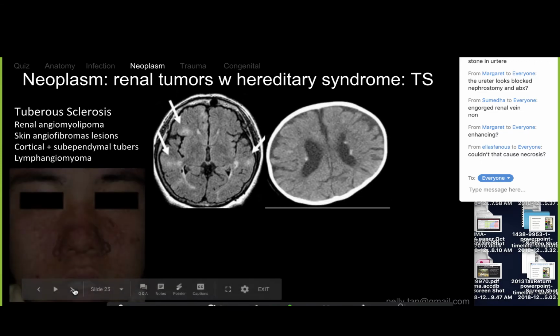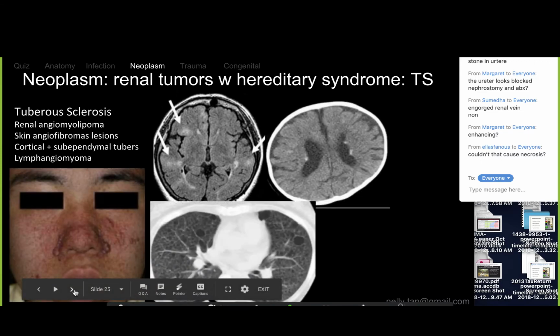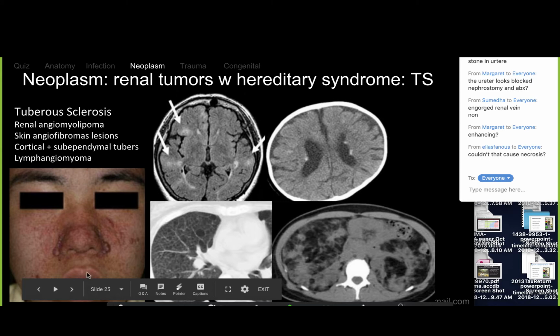Tuberous sclerosis is more common, and you might see it. Patients get these little tubers, and the problem is that these can act as foci for seizures. They're benign, but they can cause seizure activity. They get skin angiofibromas. They get pulmonary cysts in the lungs. They call this lymphangiomyoma, LAM.